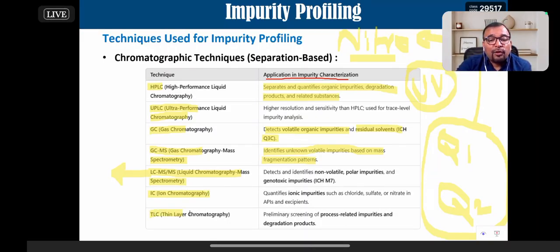Then TLC can be used for controlling the impurity during the process development, which is quite a crude technique, and you cannot really quantify the substance, but you can understand whether, okay, now the spot has faded, and so the quantity of starting material is low, or the quantity of byproduct is lowered or minimized. So that's the only intention behind conducting TLC. So HPLC, UPLC, gas chromatography, GCMS, LCMS, ion chromatography, TLC are the main chromatographic techniques.